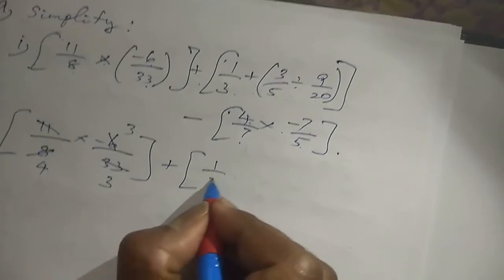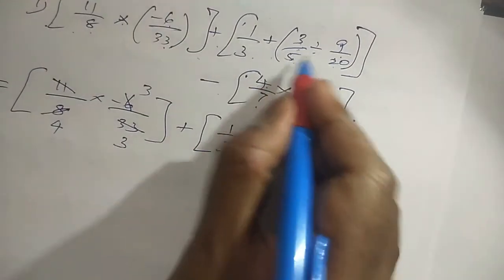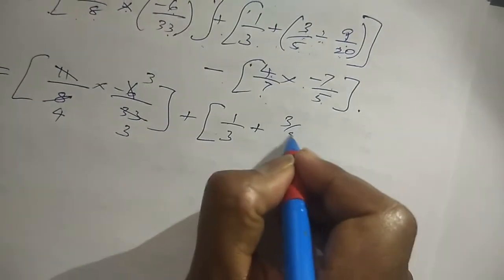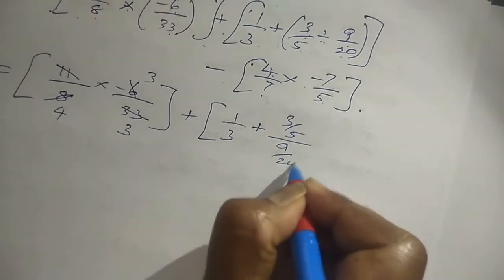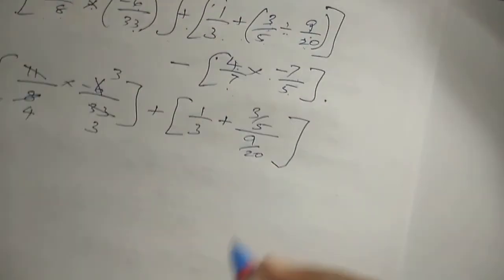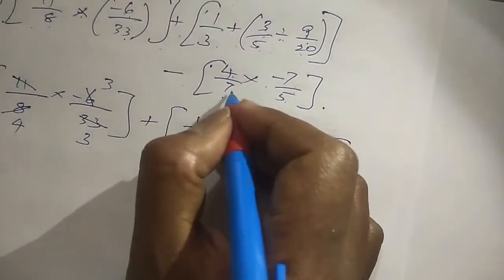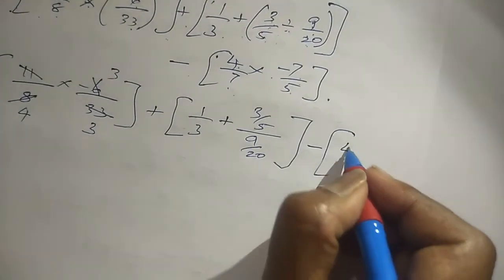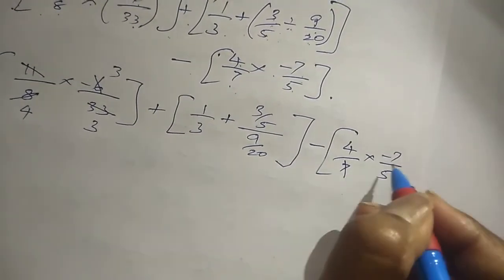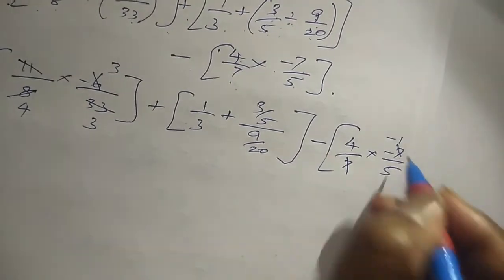So it is 1 by 3 as it is we keep. First we solve this bracket: 3 by 5 divided by 9 by 20. This is the second bracket answer. Next step we will solve here. Next one is 4 by 7 into minus 7 by 5. So we cancel the 7, the remaining answer is minus 1.